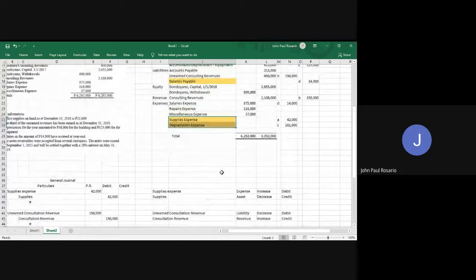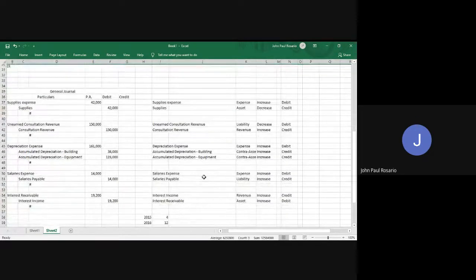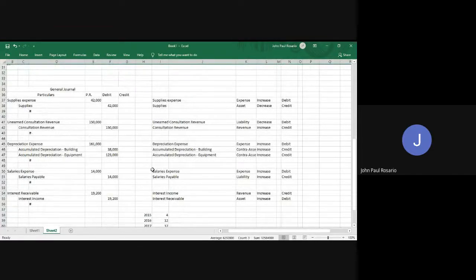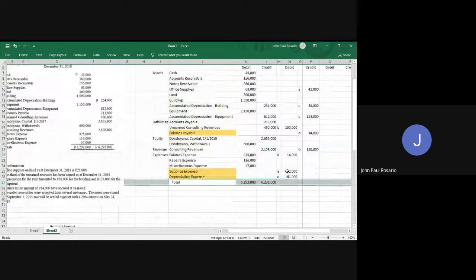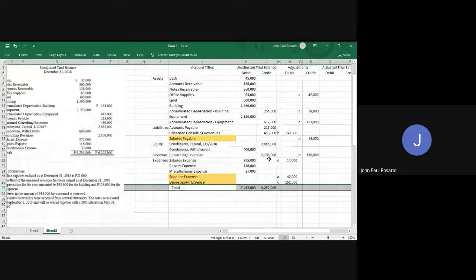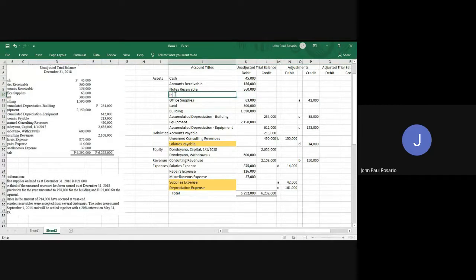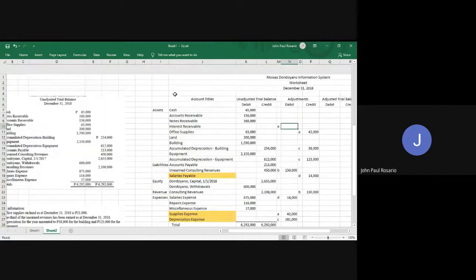Next, we proceed with the remaining ones: A, B, C, D. Last adjustment is E, interest receivable. Do we have interest receivable? None. Okay, so we will enter interest receivable after notes receivable, since it is connected. Interest receivable, how much was that? It is debited 19,200.